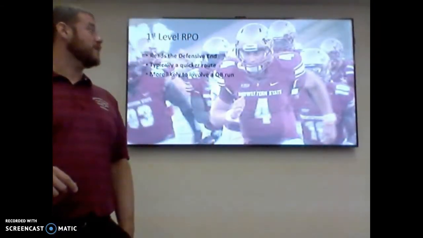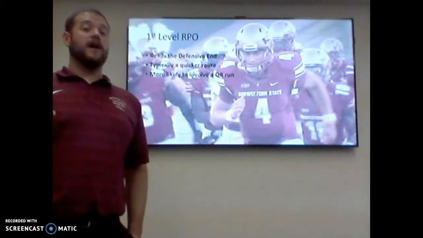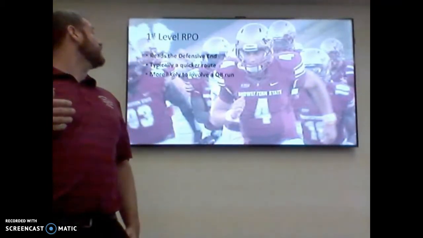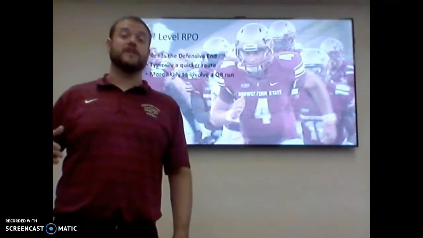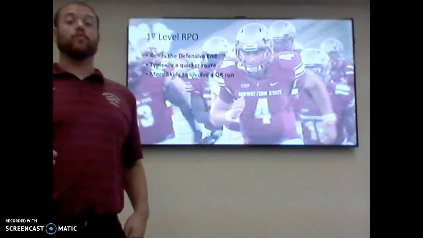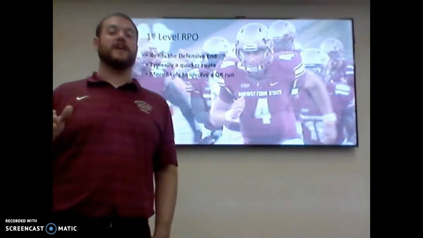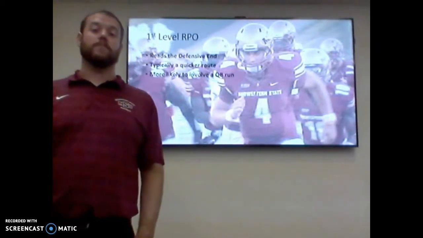So let's talk about some of the different types of RPOs that we use. The first one we'll talk about is what's called a first level RPO. This is going to be most similar to traditional triple option football. We are going to read a defensive end, a down lineman on the line of scrimmage. He is going to be the guy that the quarterback reads.